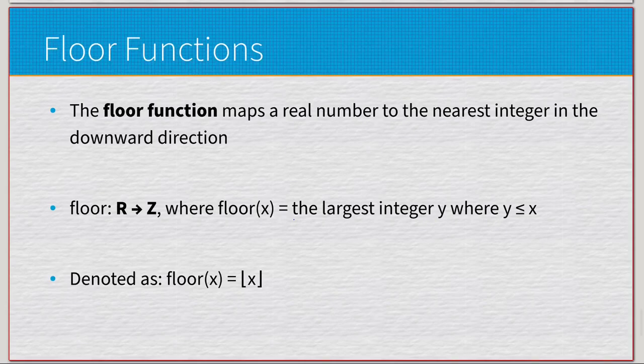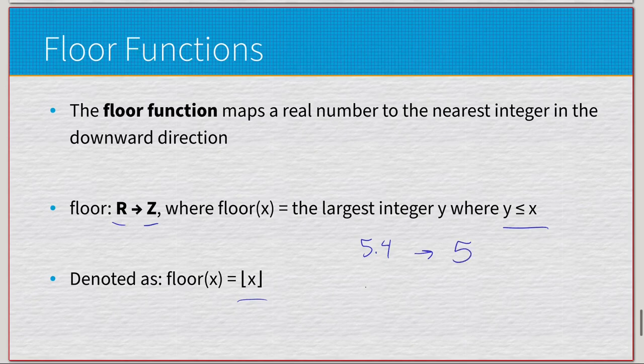And then we have two examples of some pretty common computer-based functions, the floor, and eventually we'll get to the ceiling function next. The floor function maps a real number to the nearest integer in the downward direction. So floor is all real numbers mapped to integers, where floor of x equals the largest integer y, where y is less than or equal to x. The notation is kind of like an x with square brackets with the top part cut off. So if we did, let's say, floor of 5.4, the largest integer y less than or equal to x would be 5.